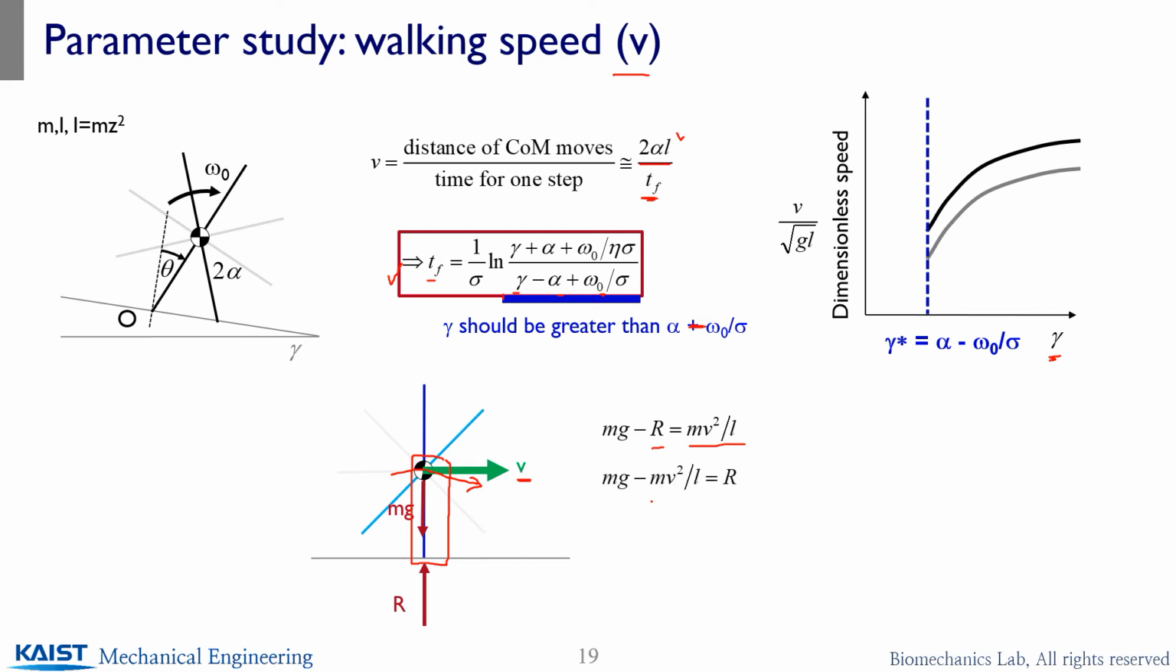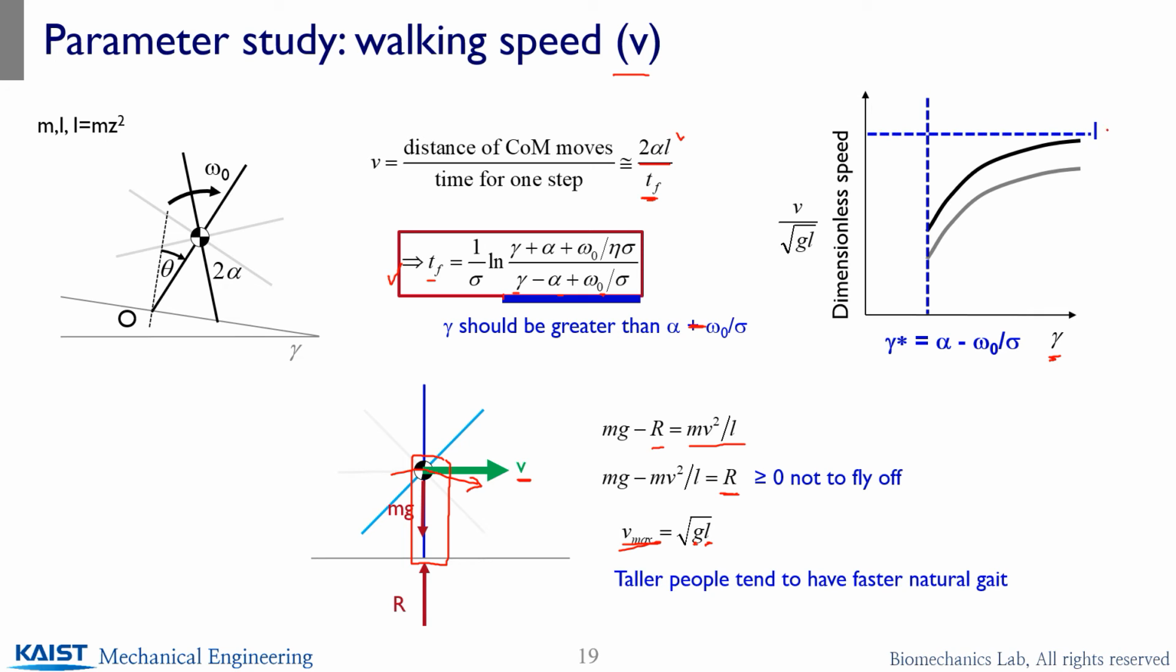To have the normal force be greater so that it doesn't fly out, you should have certain constraints on that. By solving this, you will have a maximum value that is going to be a function of leg length and gravity by a square root. So your maximum velocity has a certain limit. You can't really increase all the way. That's a reasonable result for the model. Yes, there is a specific limit for the feasible walking speed, and you can get an impression that taller people tend to have a faster natural gait.